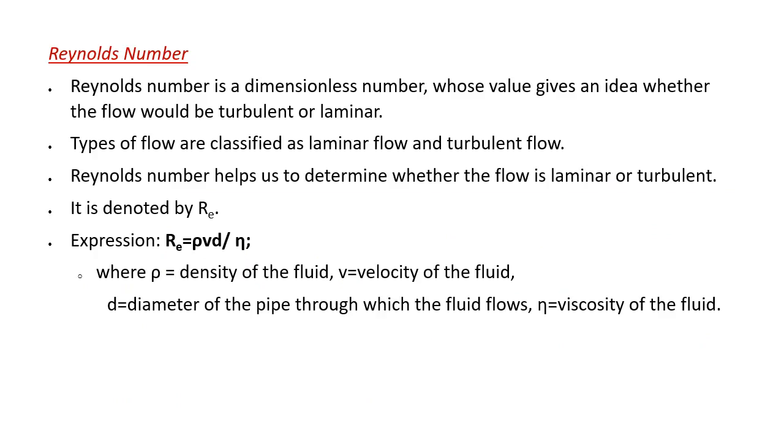Reynolds number. It is a dimensionless parameter whose value decides the nature of flow of a liquid through a pipe. It is given by the formula R_e equals rho V D divided by eta, where rho is the density of the liquid or fluid, V is the velocity of the fluid, D is the diameter of the pipe, and eta is the coefficient of viscosity of the fluid.